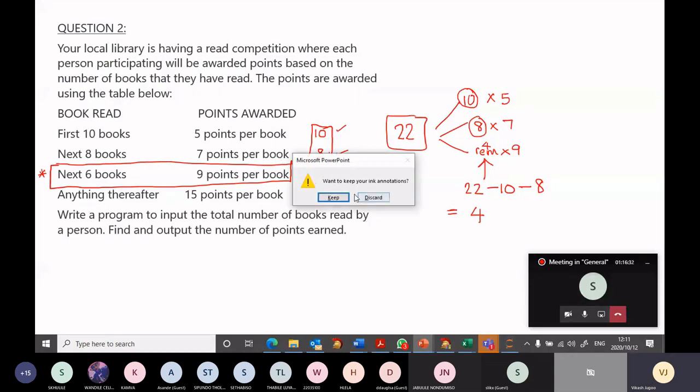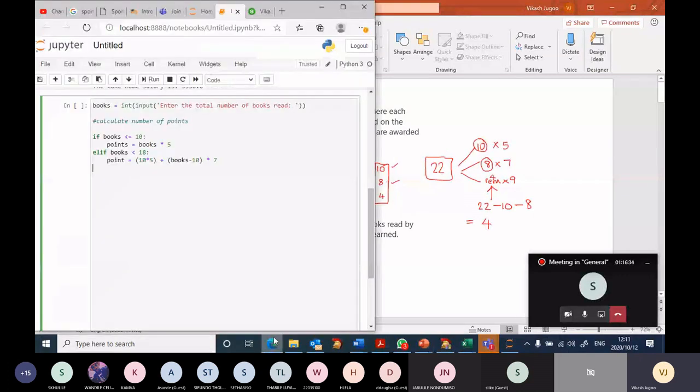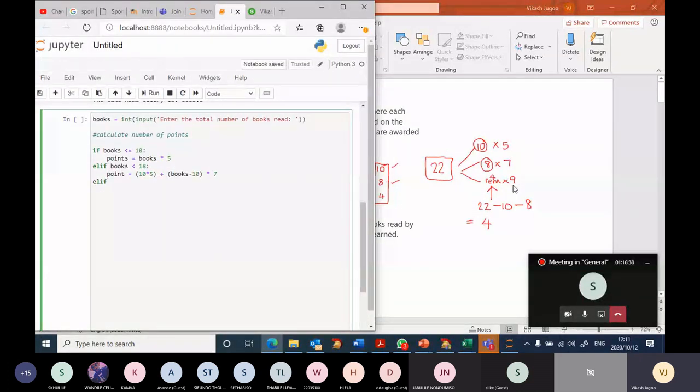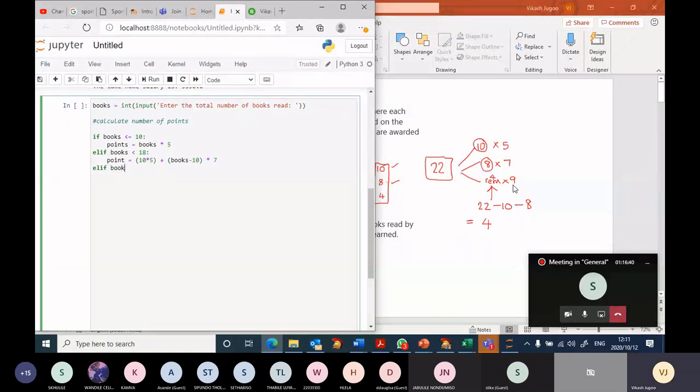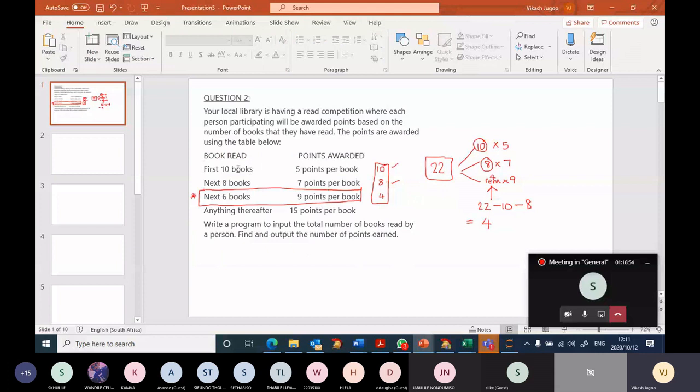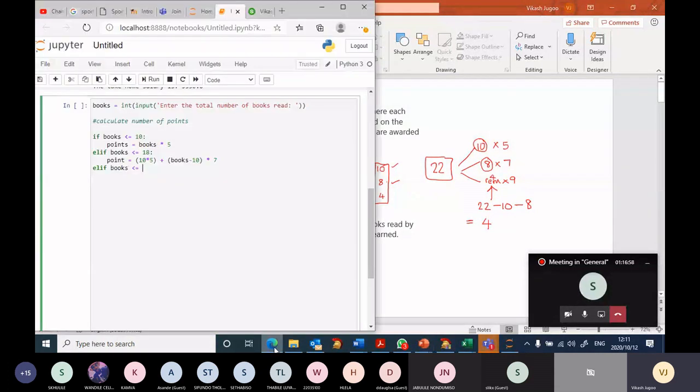So let's now go back and let's look at the coding. Else if, now, actually for this previous case, I should have said less than equal to 18. It should include 18. Third case, it goes up to what? 10, 18, 24. So that goes up to 24.